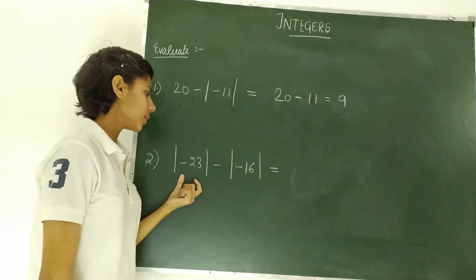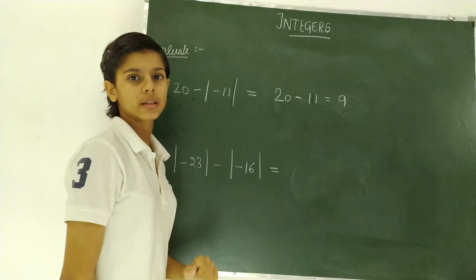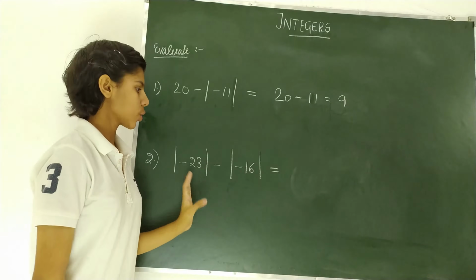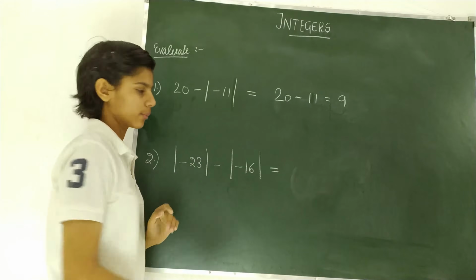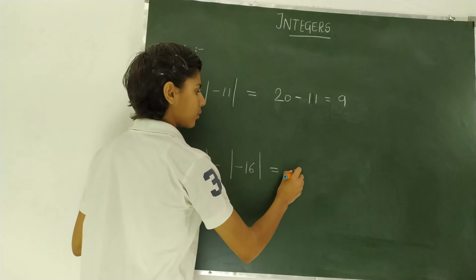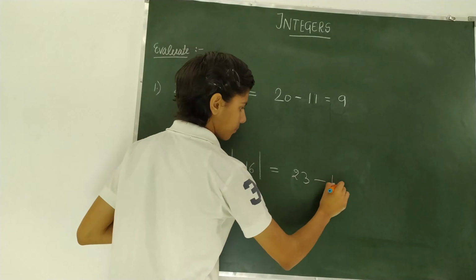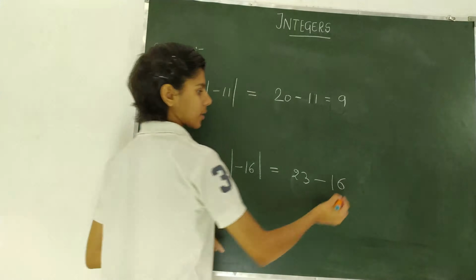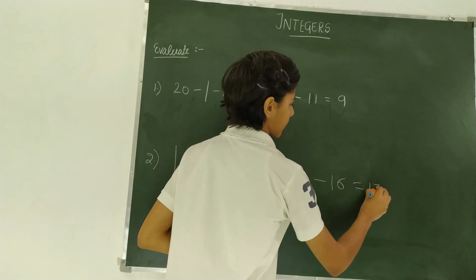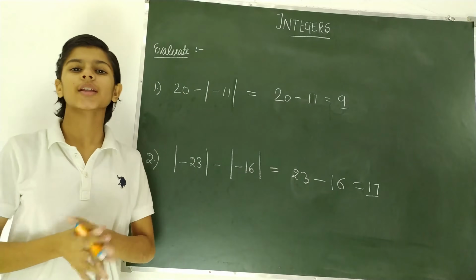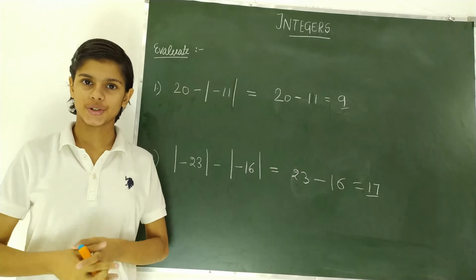Next is -23 minus -16. In both the cases, modulus is there. So in both you have to leave the sign. It will be 23 minus 16. 23 minus 16 you will get 17. So these are the answers, and like this you can simplify any integer.